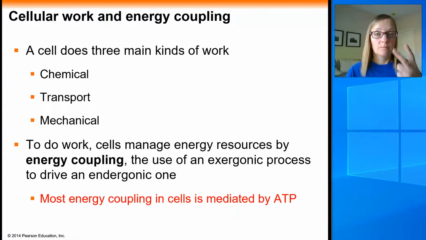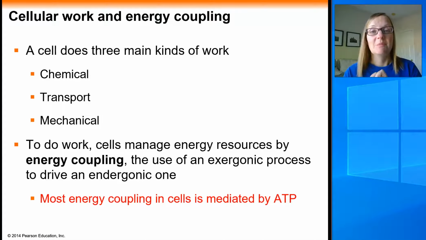Number two, cells do transport work, so they have to transport materials across the membrane. Think about the things you learned about active transport in chapter 7. And then also mechanical work, movement of motor proteins, movement in terms of muscle contraction. Cells do that kind of work as well. And so we have to now understand, well, these are all things that oftentimes require an input of energy, right? Chemical reactions, transporting something, or doing mechanical work. How does a cell pay for these kinds of work?